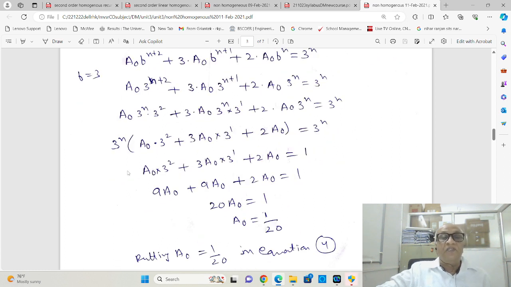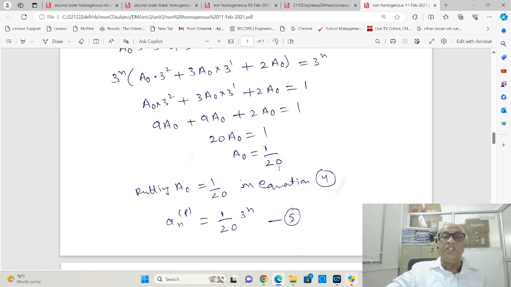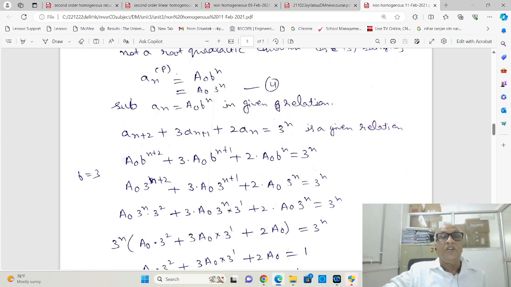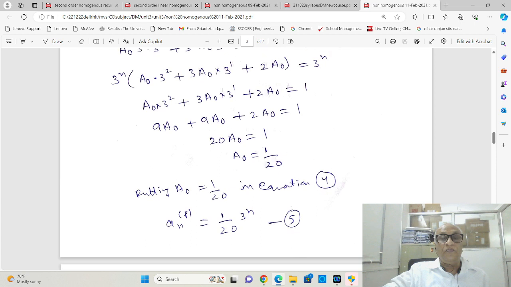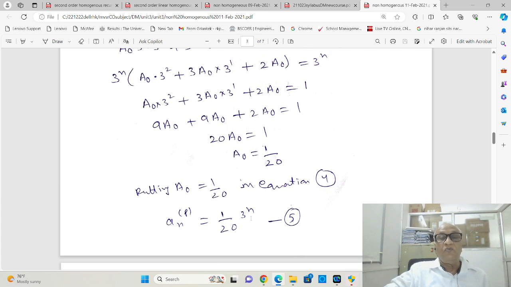After simplification what we will be getting is a0 equal to 1 by 20. You can see the simplification is easier, right? So I have taken out 3^n common. Now on the right side 3^n is there, on the left side 3^n is there. They will be cancelling. What remains is whatever was there in the bracket. So that is a0 3 square plus 3a0 3 to the power of 1 plus 2a0. That becomes 9a0 plus 9a0 plus 2a0, that will be 20a0. So a0 will be equal to 1 by 20. This 1 by 20 we will be putting in the equation. Which equation? an equal to a0 3 to the power of n. So a0 is 1 by 20. So 1 by 20 3 to the power of n.